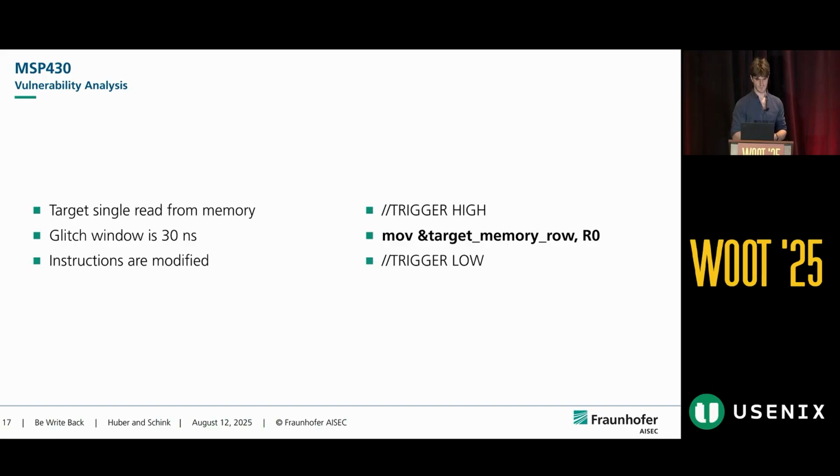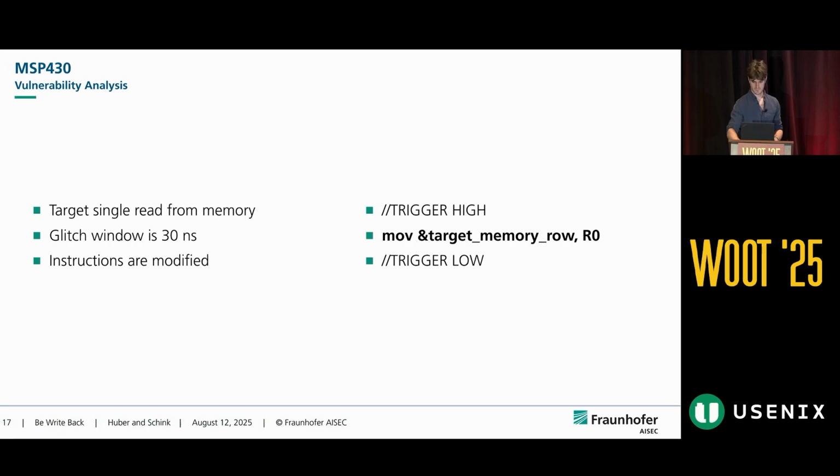What is also interesting, it's a bit obvious in hindsight, but at that time it was interesting, that we were able to modify instructions. So instructions for this microcontroller are also stored in FRAM. And now if the CPU prefetches the next instructions, you're able to fault the instructions, for example, in the trigger low routine.